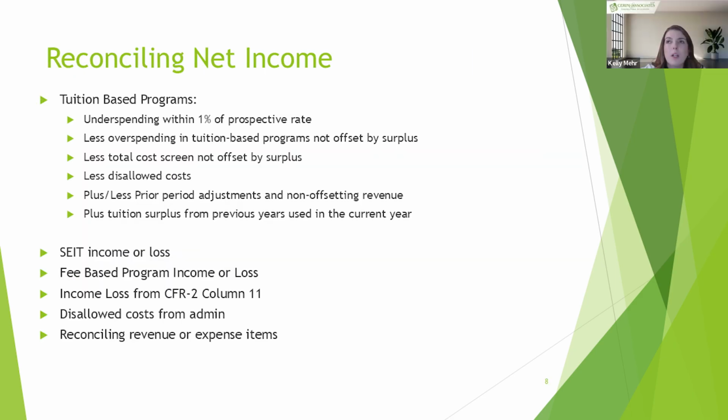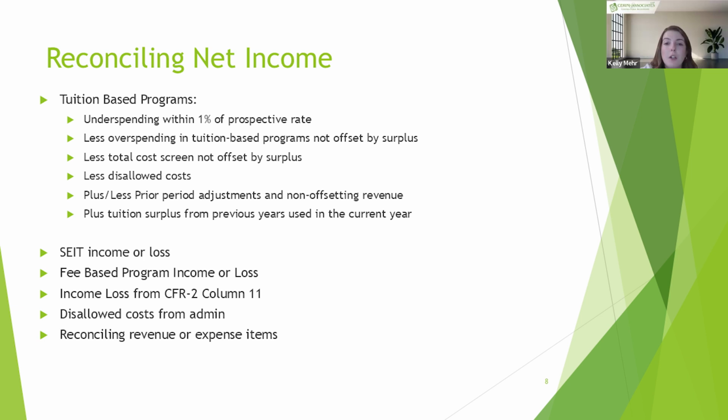Okay, so now reconciling your net income from your CFR to your financial statements, because your net income might not always be the same. You want to make sure, again, that the two reports reconcile to each other. If you're underspent within the 1% corridor, that is income on the CFR, and it's income that you get to keep on the financial statements. If you're overspent within the tuition-based programs and it's not offset by any surplus, that would need to be subtracted from the CFR net income to tie to your financial statements.